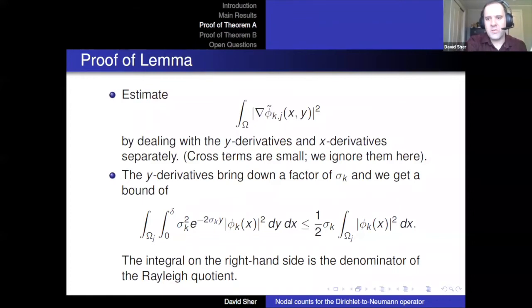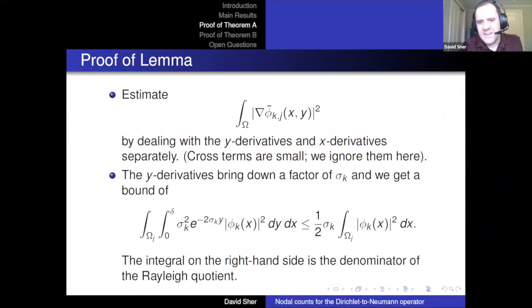So we get an extra sigma k. And then when you integrate over omega, you're integrating both in x and in y. Integrate over omega j and x, and then just 0 to, I don't care, 1 delta, whatever you want to call it in y, wherever the cutoff is. And you get this, and you can actually just do the y integral.